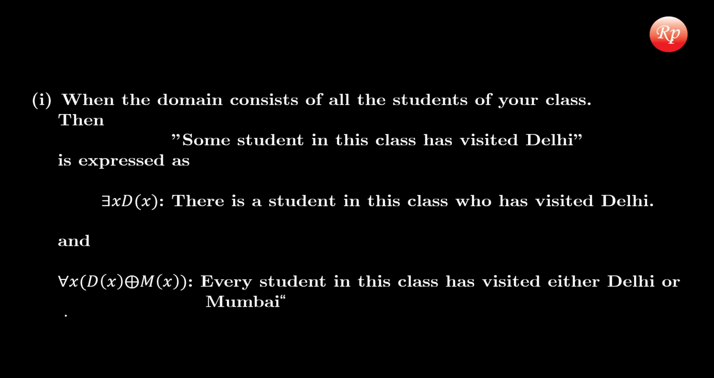Okay. So when the domain consists of all the students of your class, then there is no confusion that every student of this class, or every person you pick, is a student of this class. So you can write directly here that every student of this class has visited Delhi or Mumbai, but not both, because of this either. Okay, this is exclusive or.